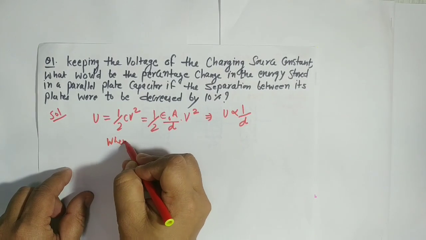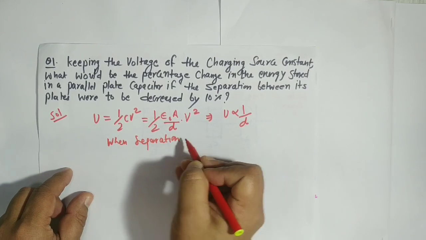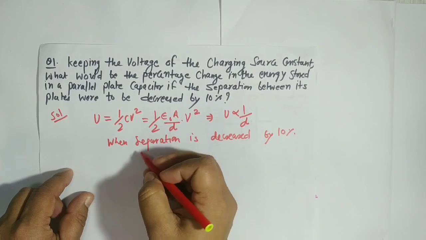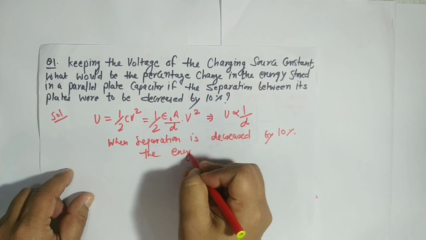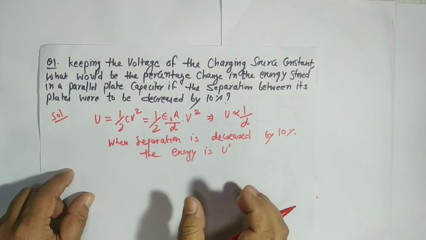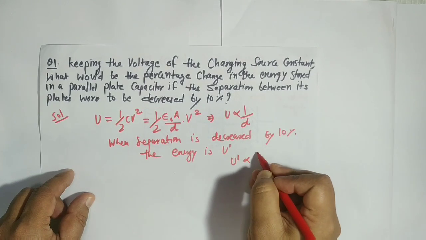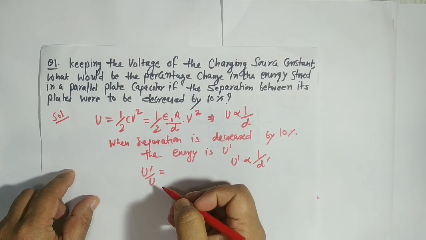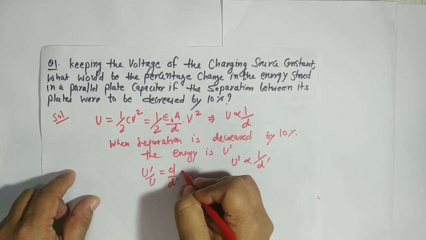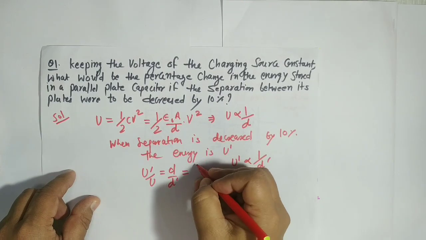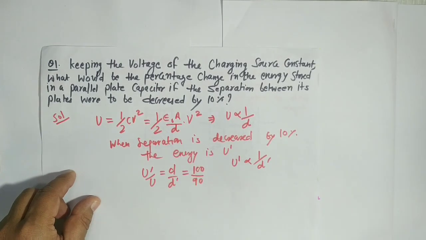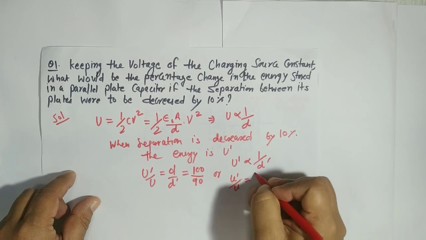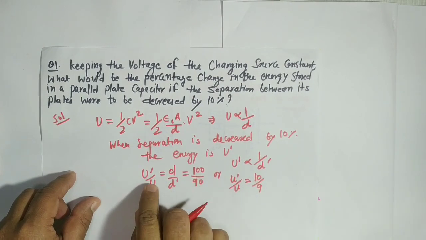So when the separation is decreased by 10%, the energy becomes U dash. We can say that U dash is inversely proportional to D dash. So can we write U dash by U equal to, in the same way, D by D dash? It can be written as 100 by 90, or U dash by U equals 10 by 9.